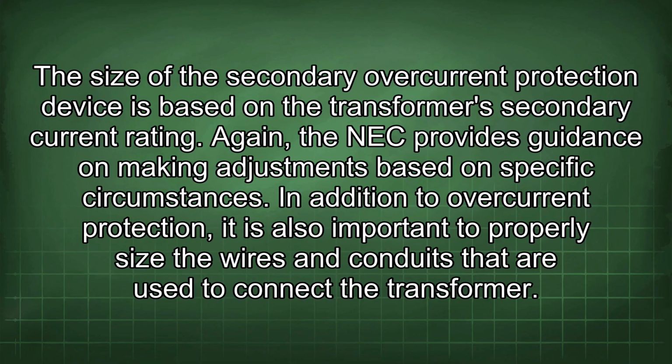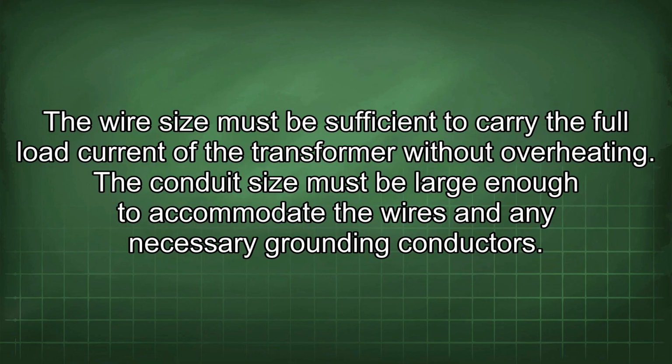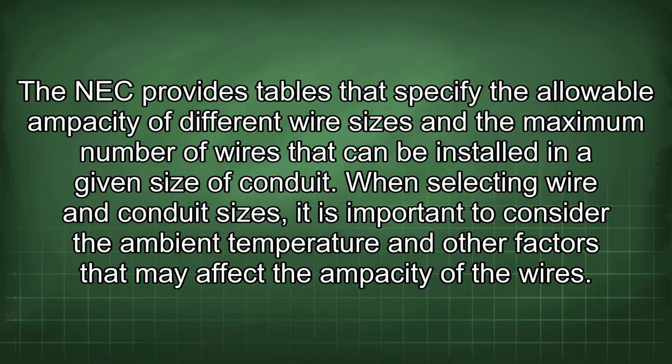In addition to overcurrent protection, it is also important to properly size the wires and conduits that are used to connect the transformer. The wire size must be sufficient to carry the full load current of the transformer without overheating. The conduit size must be large enough to accommodate the wires and any necessary grounding conductors. The NEC provides tables that specify the allowable ampacity of different wire sizes and the maximum number of wires that can be installed in a given size of conduit.